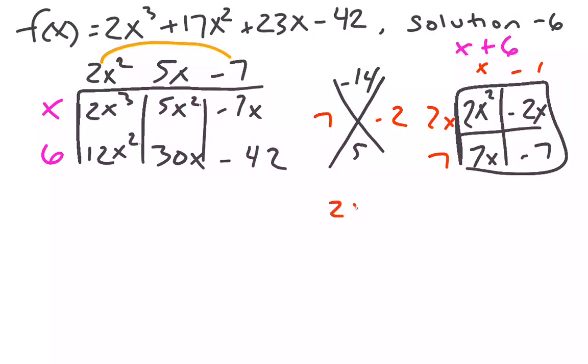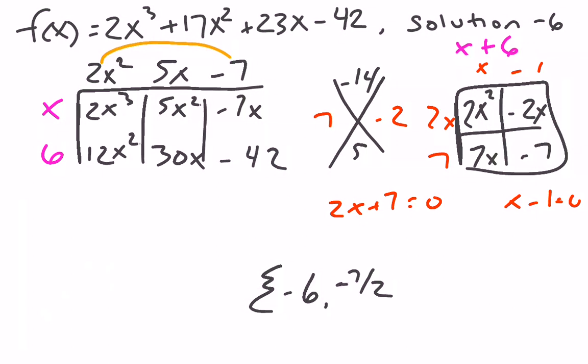So if I set 2x plus 7 equal to 0 and x minus 1 equal to 0, I'm going to get my other two solutions. They already gave me the first one, negative 6. Then I'll have negative 7 over 2 and positive 1.